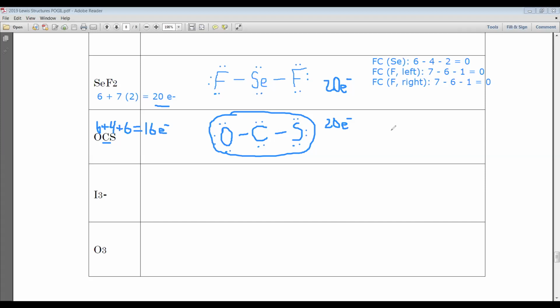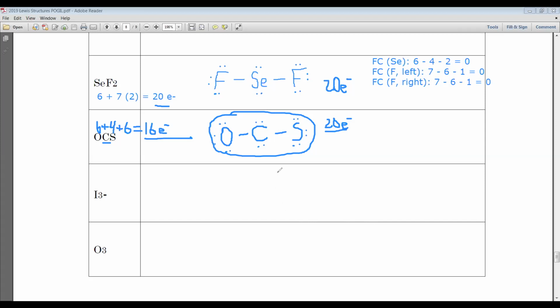Could you also have the oxygen and carbon double bonded as well as the carbon and the sulfur? So what I've drawn is the simple structure. Obviously, there's a mismatch between the number of electrons that I'm supposed to have and the number that are here.